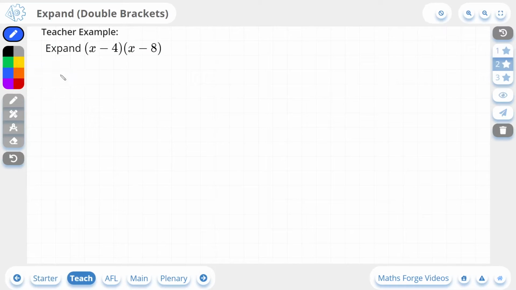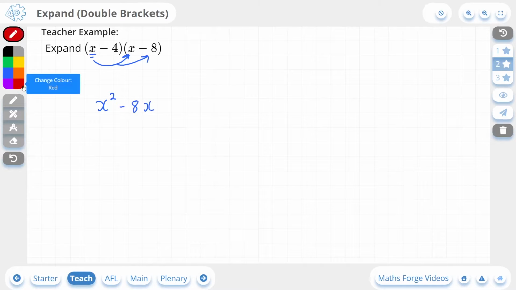Now we'll do a 2-star example. So just as we did in the 1-star example, we're going to take the first term of the first bracket, this x, and multiply it onto every single term of the second bracket. So we're going to have x multiplied by x, which is x squared. And then we're going to have x multiplied by negative 8, which is minus 8x.